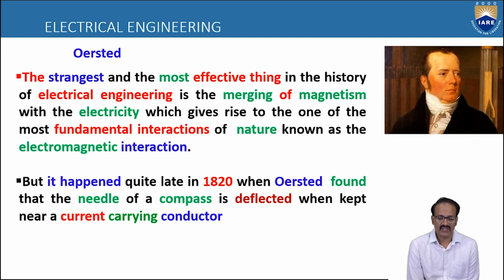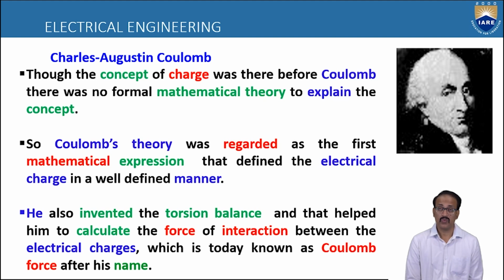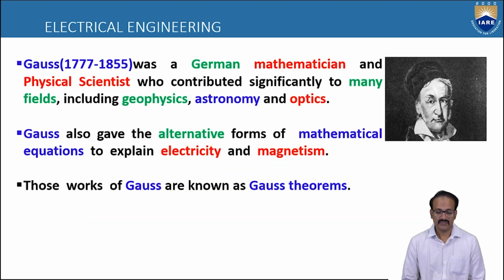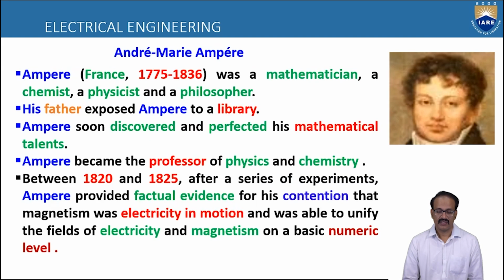So Oersted, he is a person who observed the magnetism, whether there is any link between magnetism and electricity. So he found that there is some link, and later Coulomb also worked on electrical charge. He was able to produce a mathematical reason for this, and Gauss also explained the link between electricity and magnetism.